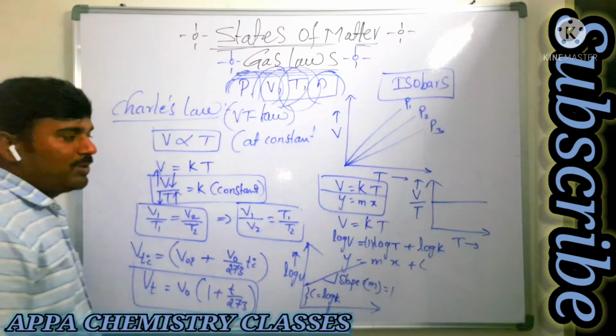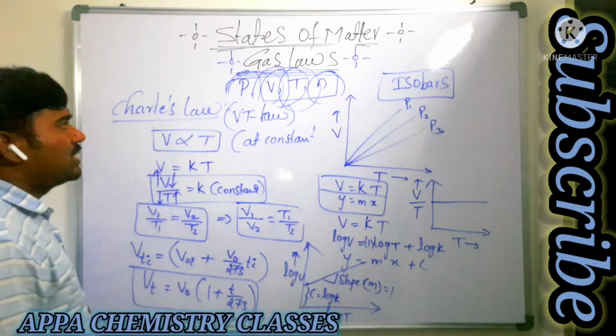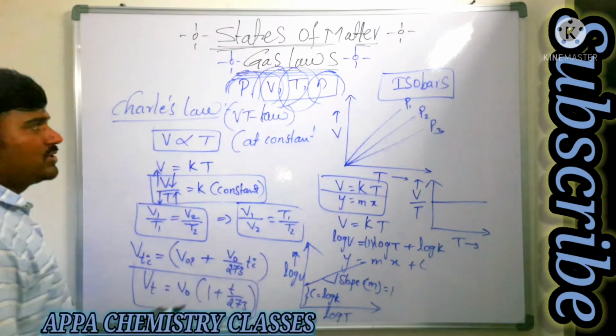So that is the relation and the graphs we get at constant pressure. Those graphs are said to be isobars. Is that clear? That is Charles' law, the definition.